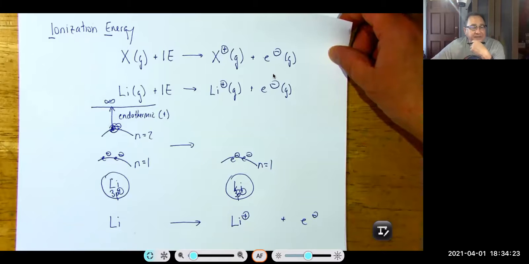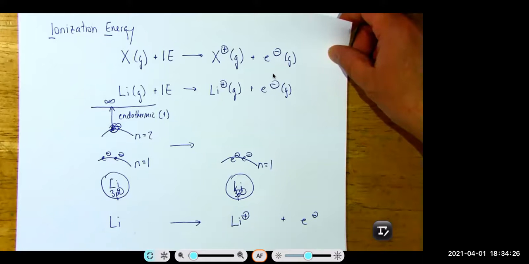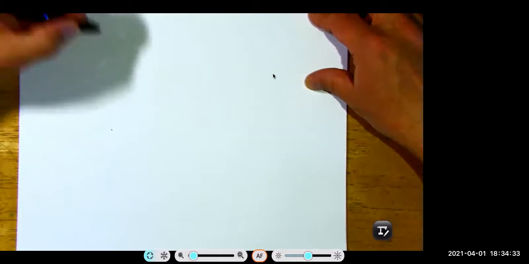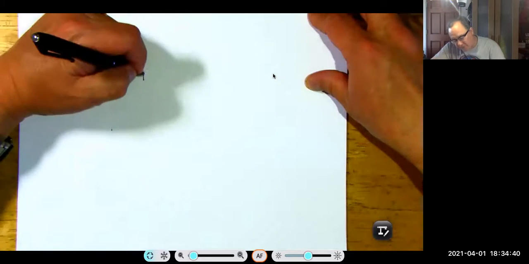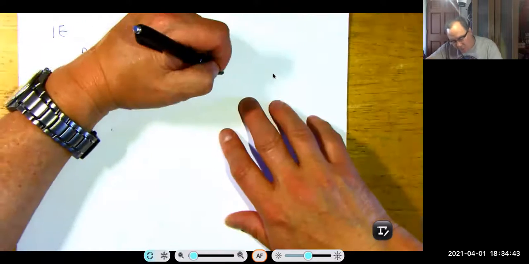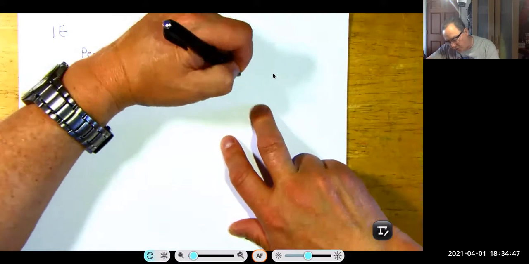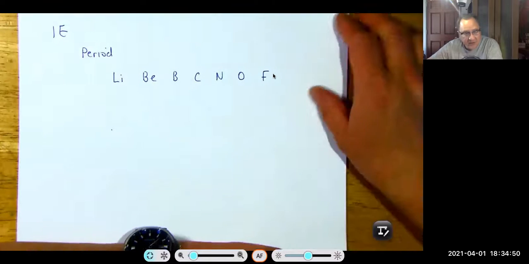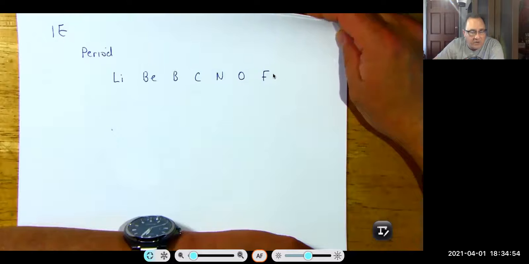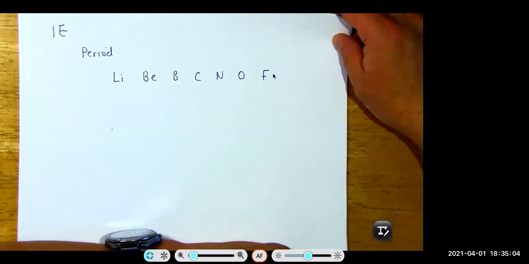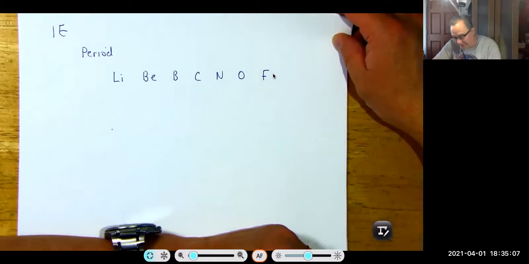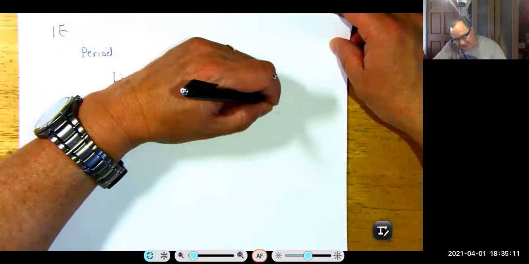You're going to be asked about trends. So, for instance, when we look at ionization energy, IE, let's look in a period. The ionization of lithium versus beryllium versus carbon, boron, nitrogen, oxygen, fluorine, which one's going to have the greatest ionization energy? In other words, which one's going to have the harder electron to pull off? Is it going to be the one with the most protons? That's it. So this is going to be the hardest, and this is going to be the easiest.